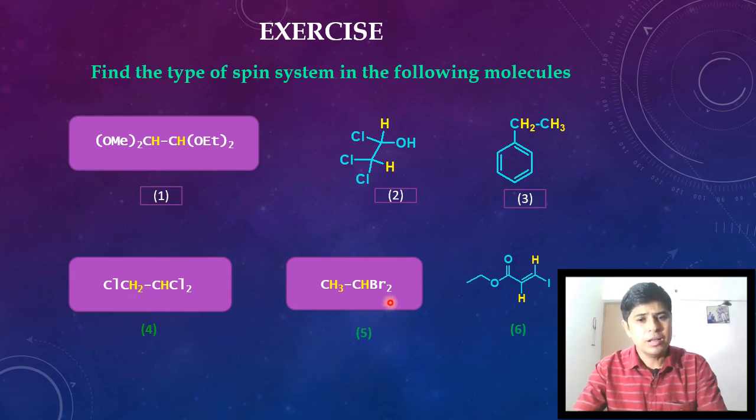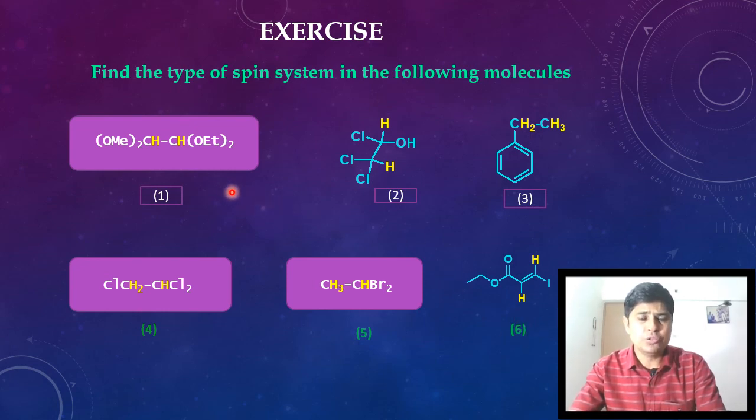Okay, next, 1,1-dibromoethane. Example number 5. What will be the spin system in this example? Then what will be the spin system in this example? Here there are these two groups of protons which are shown in different colors. So this is example number 6.